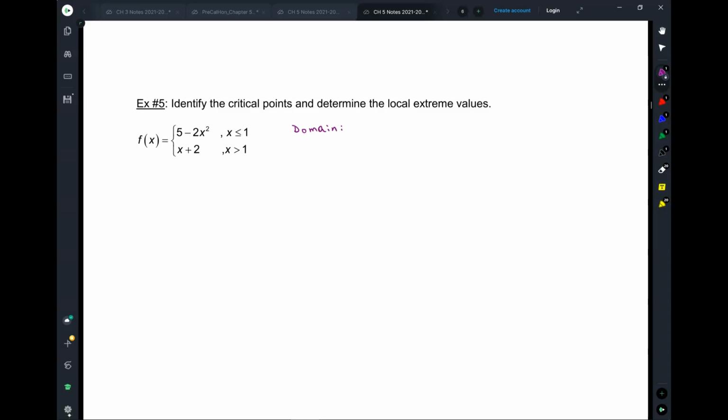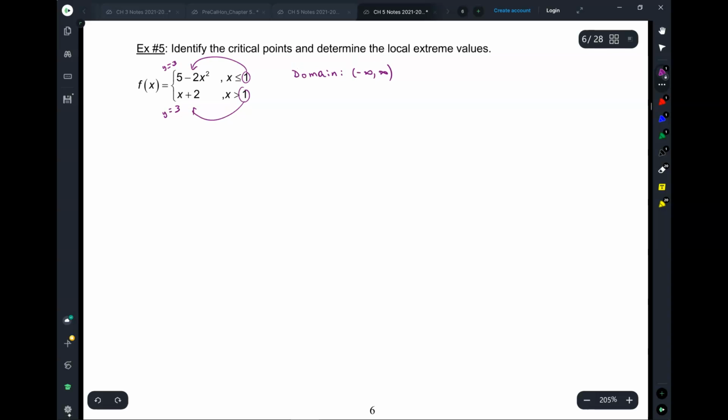What about at x equals 1? I plug 1 in there, y equals 3. I plug 1 in here, y equals 3. Same y value, it's a closed circle there. It's a continuous function, and the domain is negative to positive infinity. We're looking good so far.